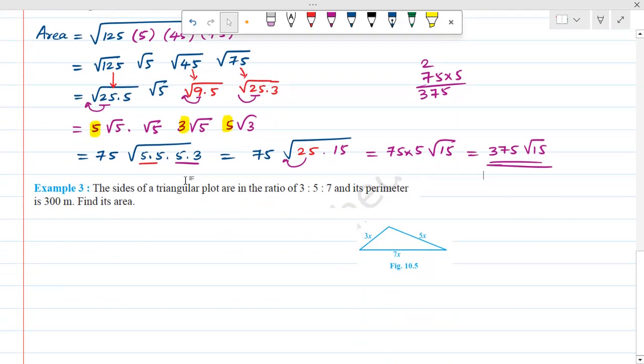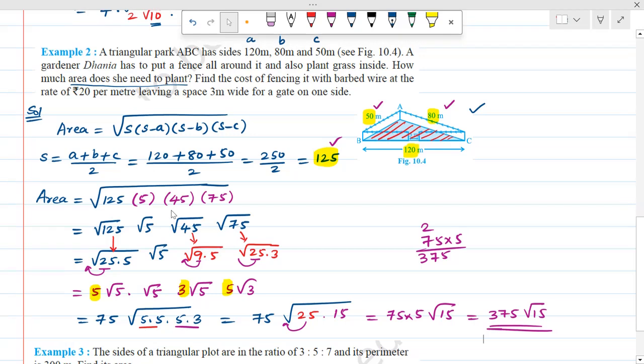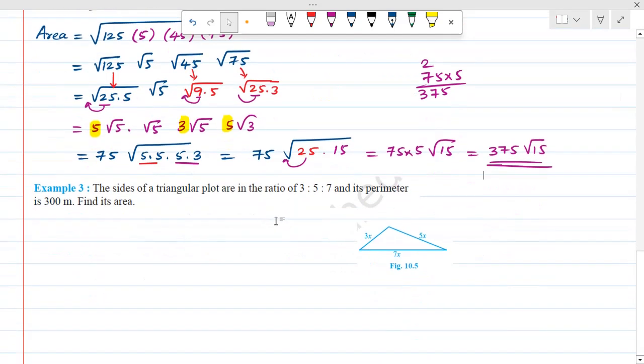Now the last one here. What is the difference between the last problem and this problem? Here the sides are given directly, whereas here a ratio is given. This is 3:4:7 of this triangle whose perimeter is given in the question. So this is the perimeter which is given, and the sides are in the ratio: 3 times x, 5 times x, 7 times x.